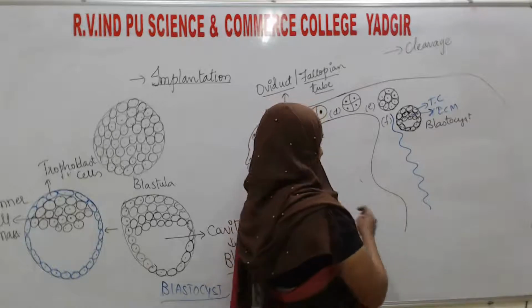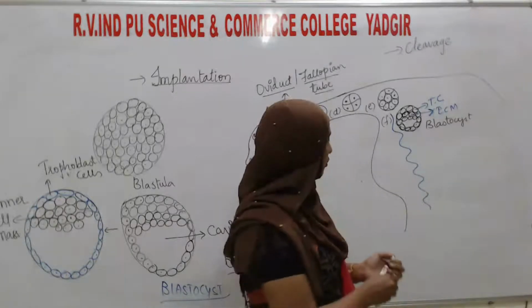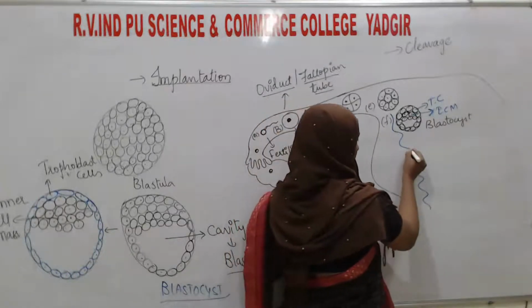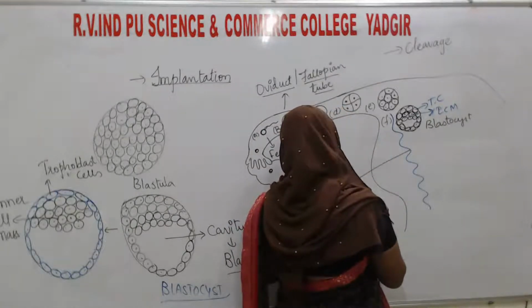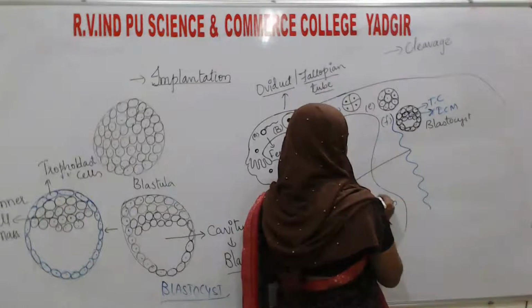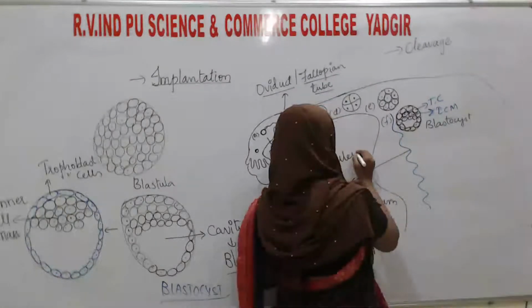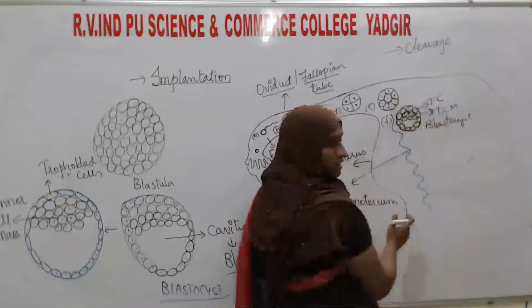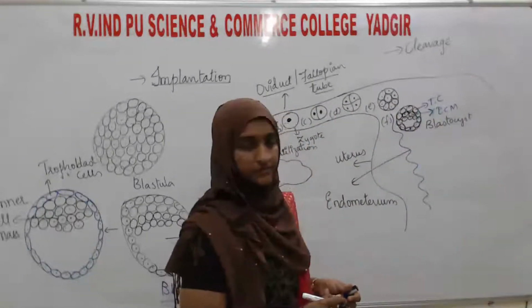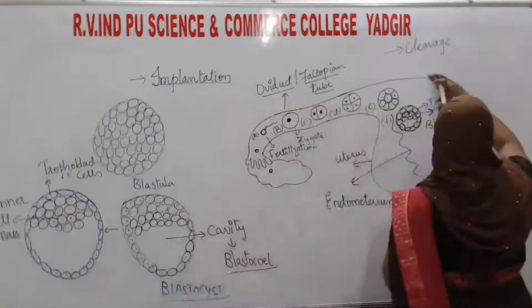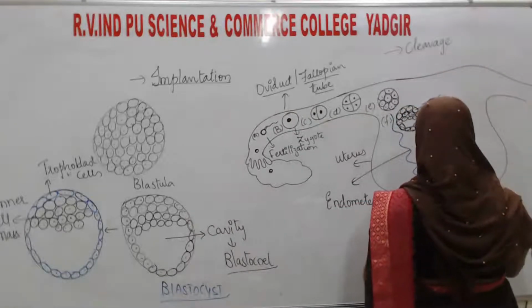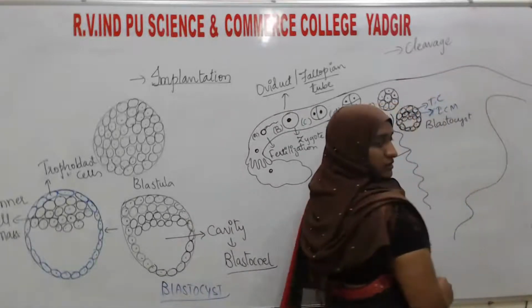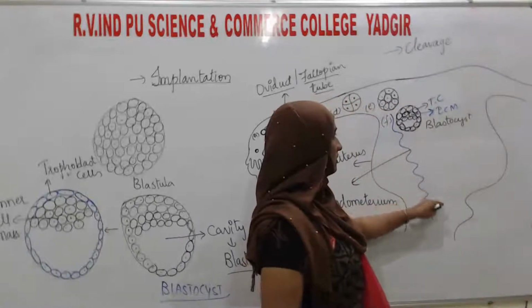That is the endometrium. This is the endometrium, and this is the uterus. Altogether, we can call this the uterus. Here I will draw. Okay, so this is the uterus.